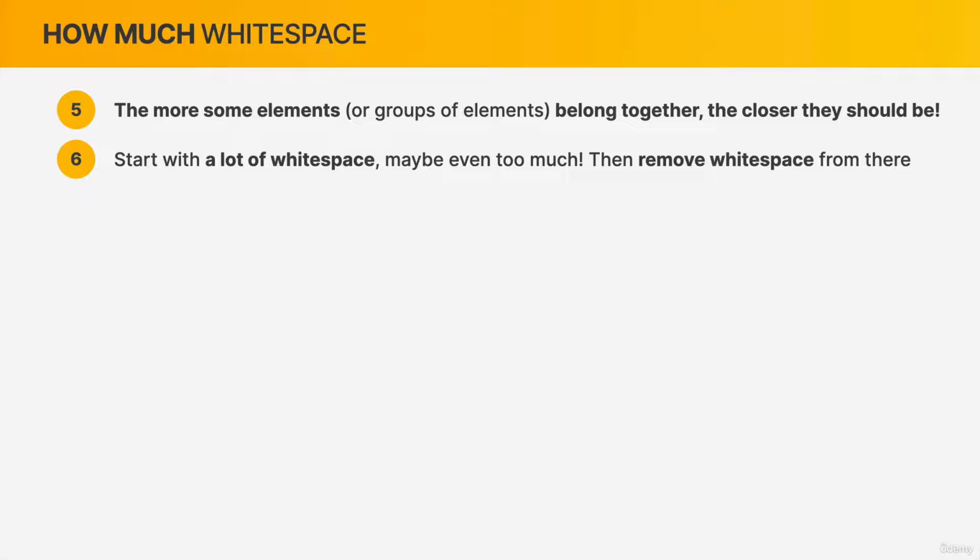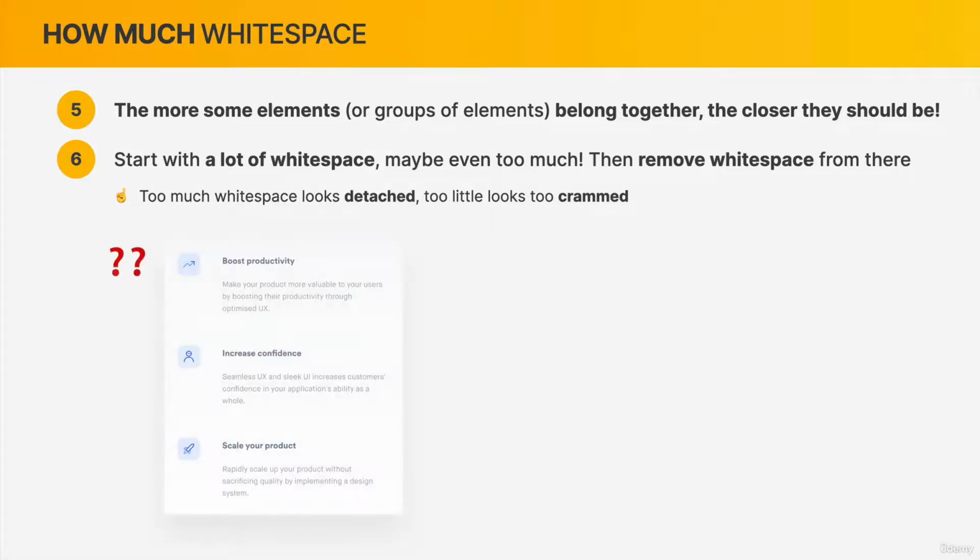And again, of course, by doing that, we need to have the guiding principle of the law of proximity, and we also need to be aware that too much white space looks detached, while having too little white space, of course, makes the design look cramped. So here in this example, we actually tried that, and so we added way too much space, and actually right now everything looks kind of detached. So this is not good.